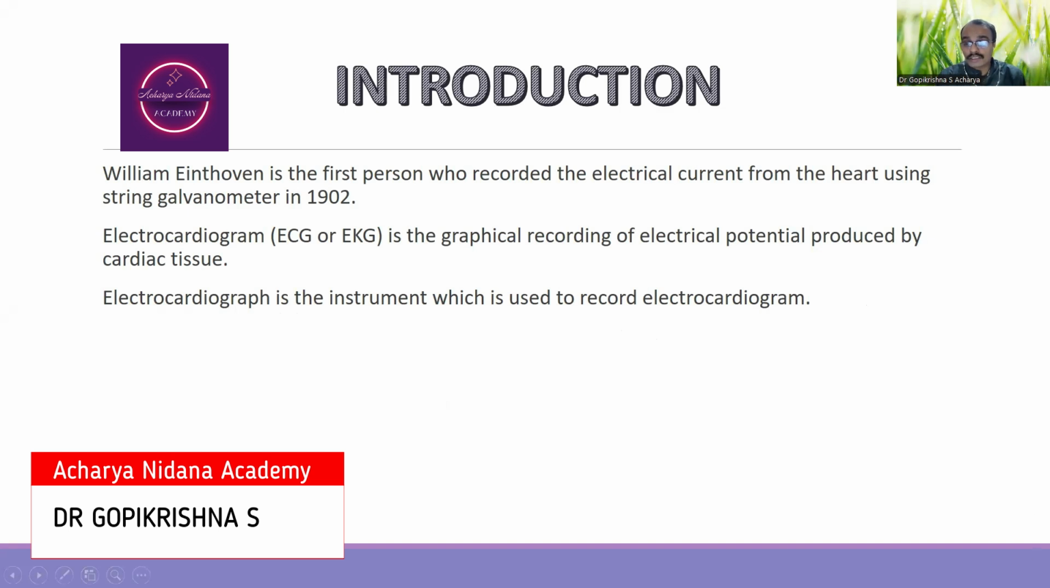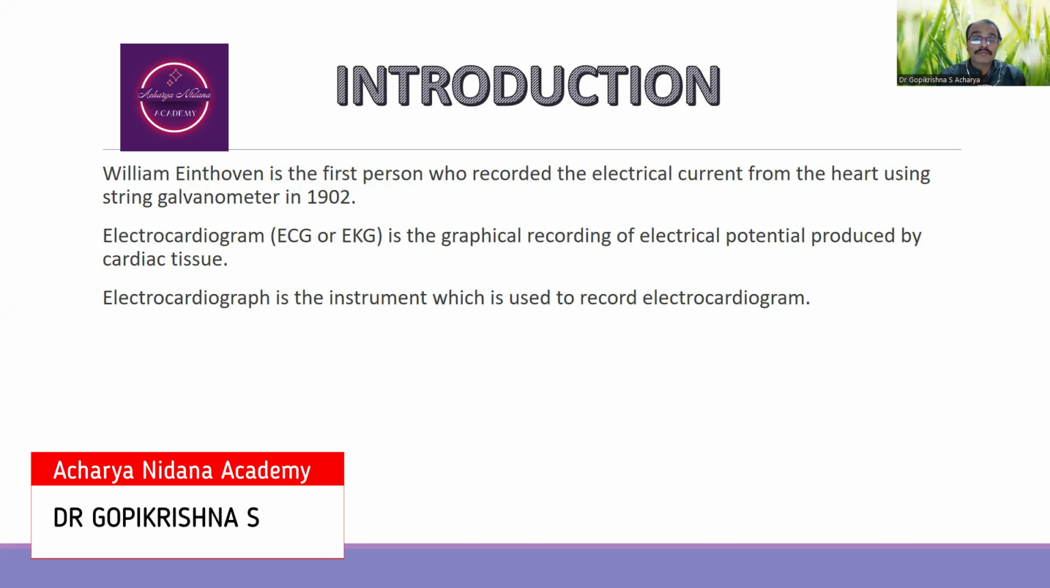The person who invented ECG is William Einthoven. Based on his understanding, one particular term called Einthoven's triangle was derived. William Einthoven is the person who used a string galvanometer to assess the electrical current from the heart, in 1902.